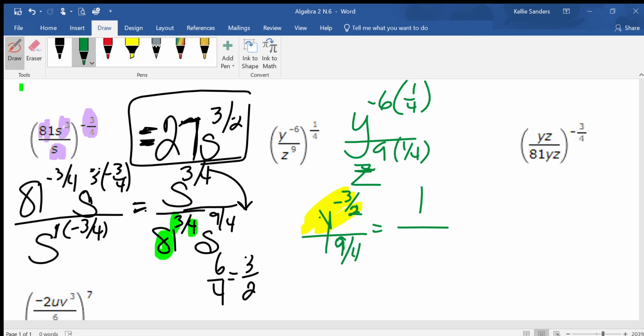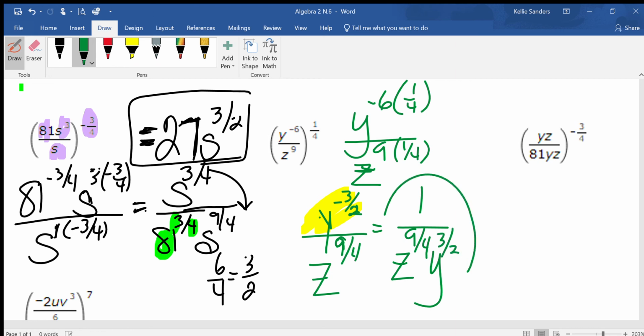There we go. That is a z. The z stays on bottom. The y goes to the bottom. We have 1 on top. Okay, shortcut. See the y and z? They're gone because they are exactly the same. But you do have to have a 1 left on top because you have to have a top. And so this is 1 over 81 to the negative 3 over 4.